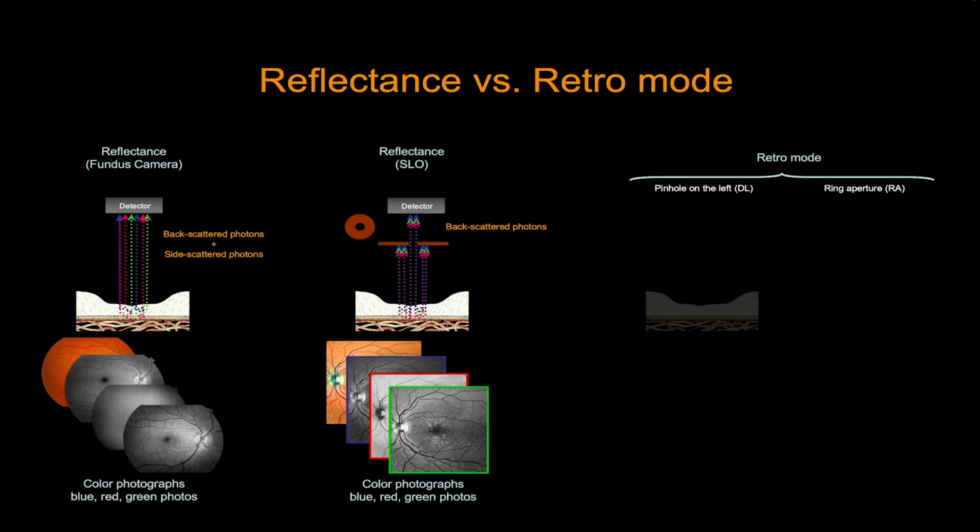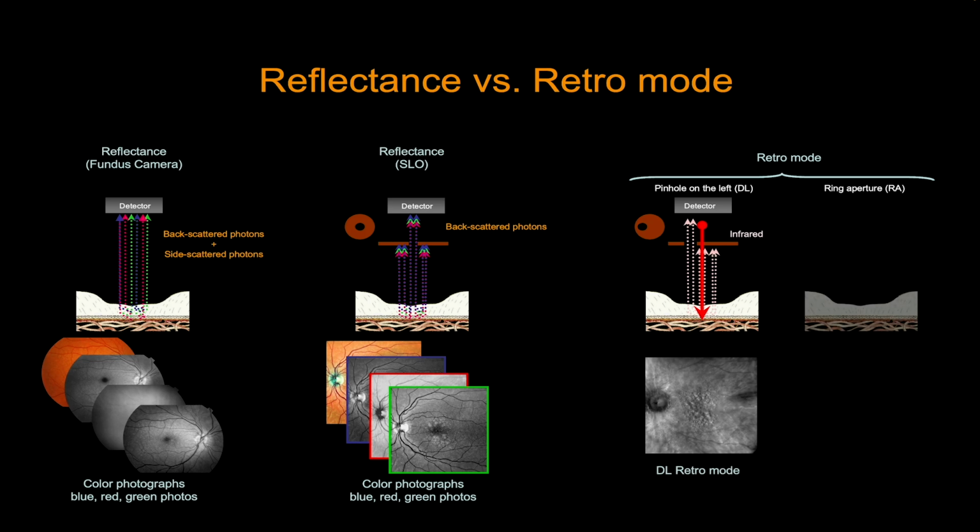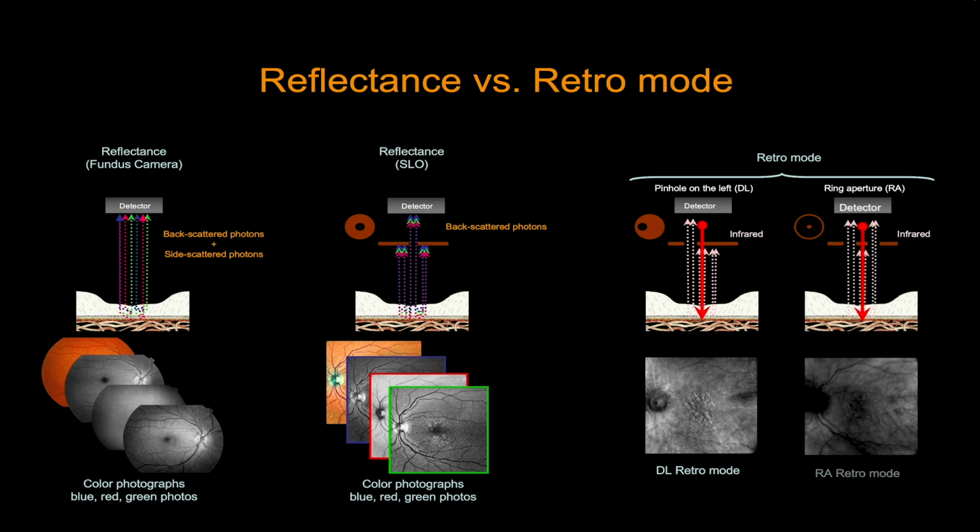For the retro mode, if the pinhole is deviated to the left, only photons scattered in a certain direction will reach the detector. Lastly, with a ring aperture, you see that most of the side-scattered photons reach the detector, while the back-scattered photons are blocked. We can start with a few cases of early age-related macular degeneration and see how retro mode helps to disclose drusen and pigment changes.